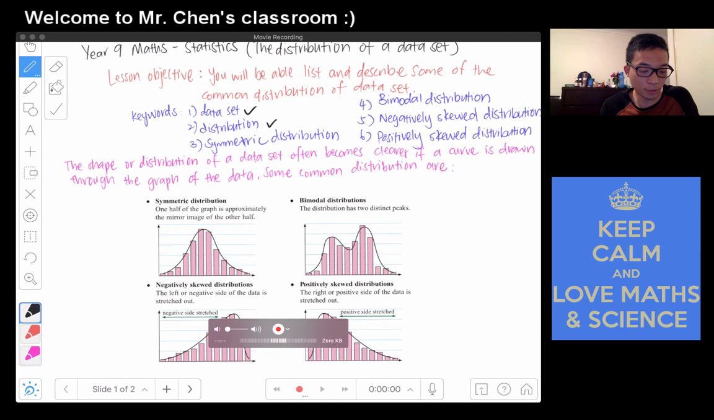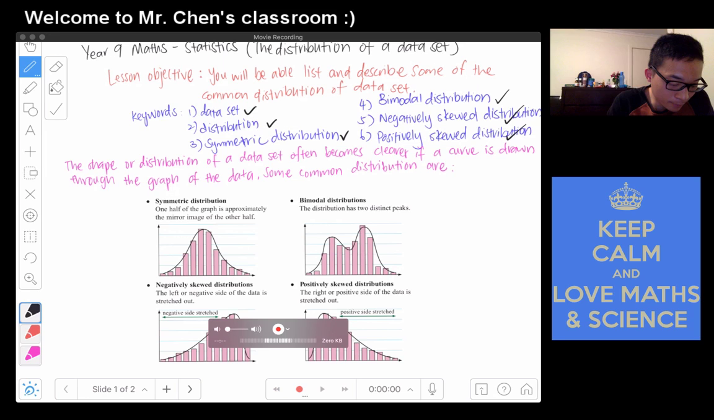A symmetric distribution, and 4 to 6 others, are specific terms for the distribution of a dataset. So you have symmetric distribution, bimodal distribution, negatively skewed distribution, and positively skewed distribution. Okay, those are actually the shapes of data. So let's look into it.